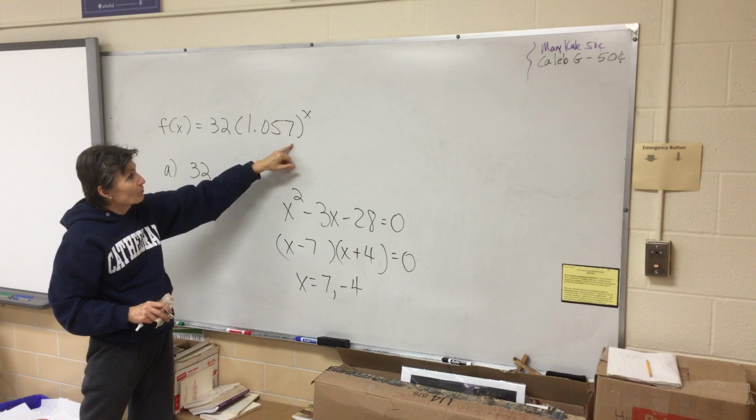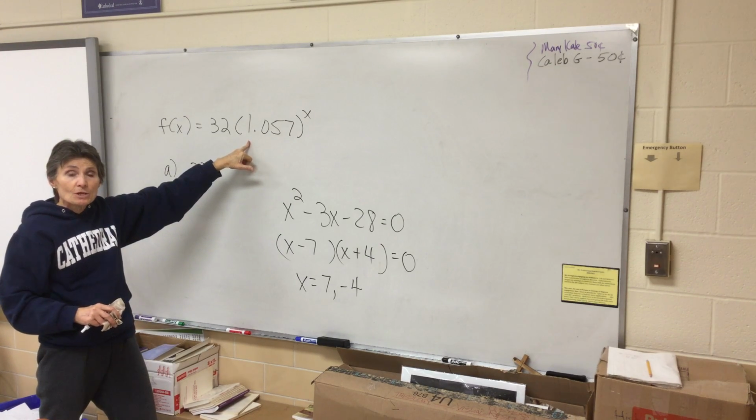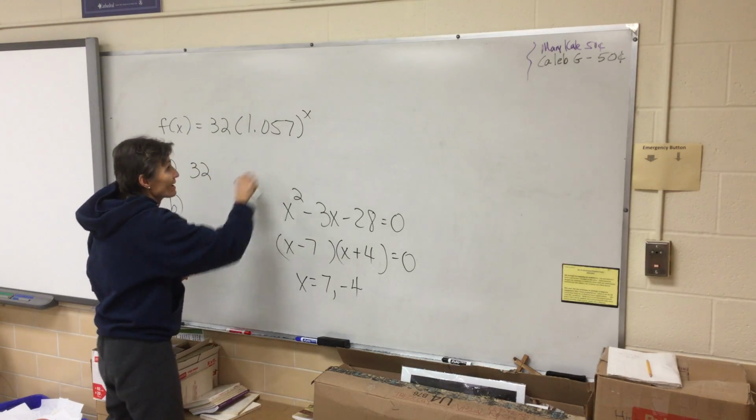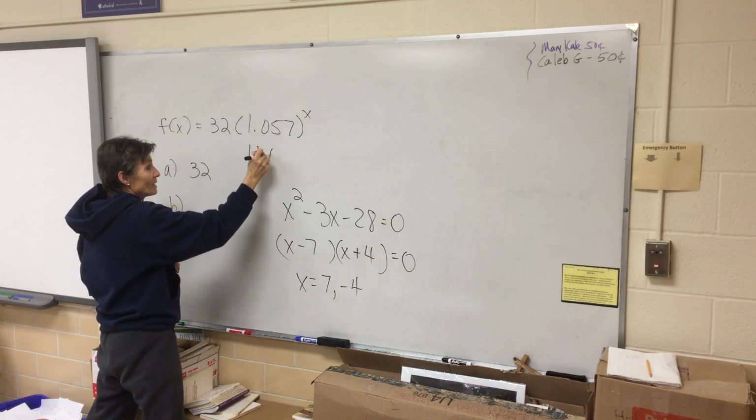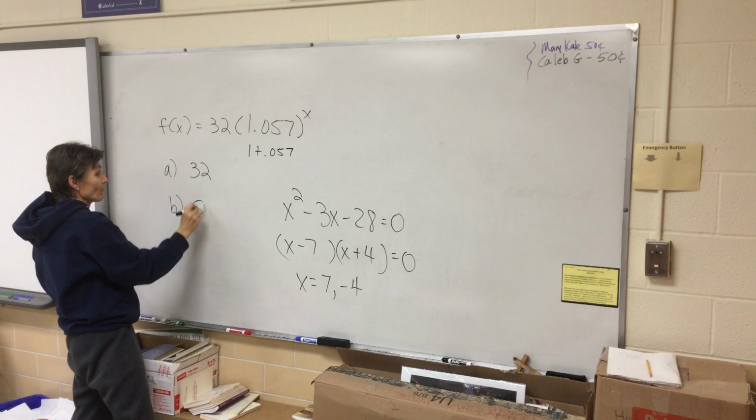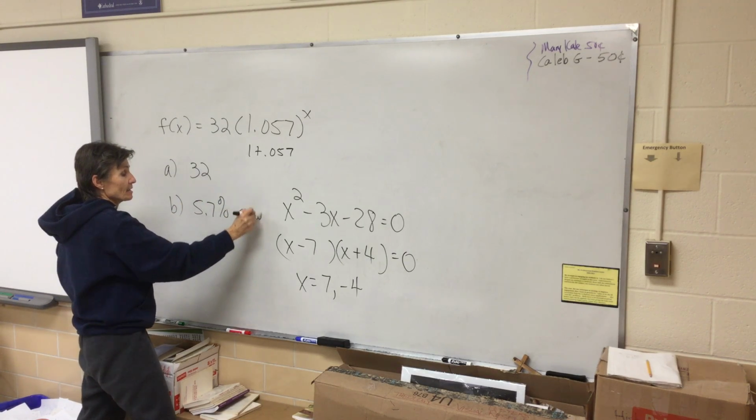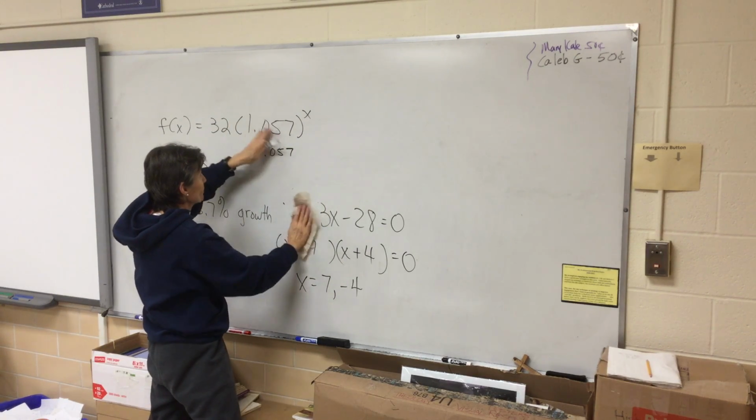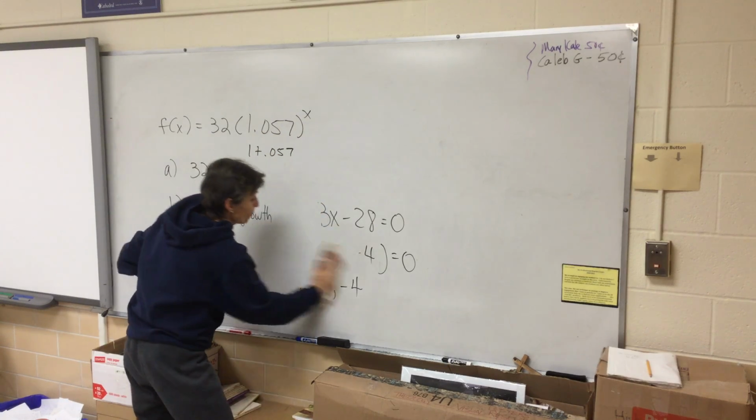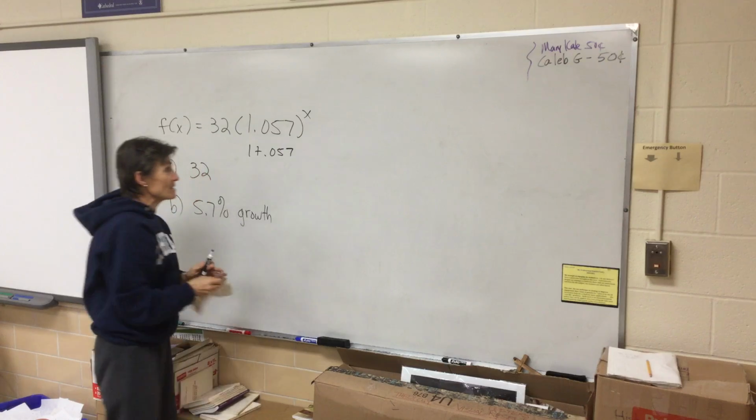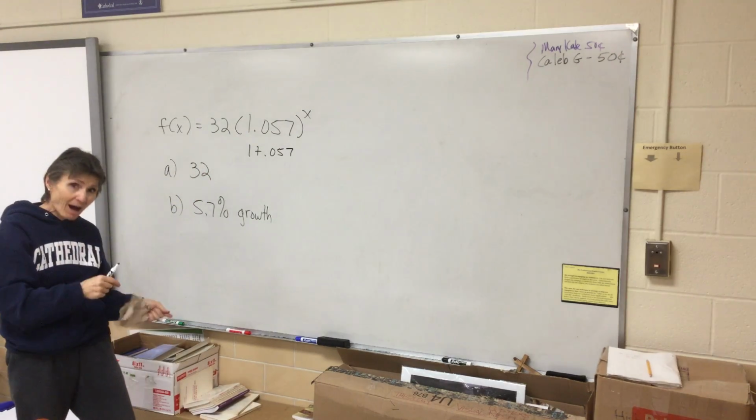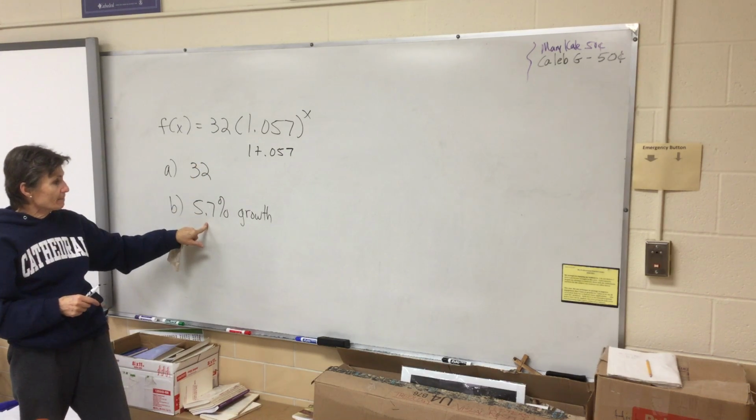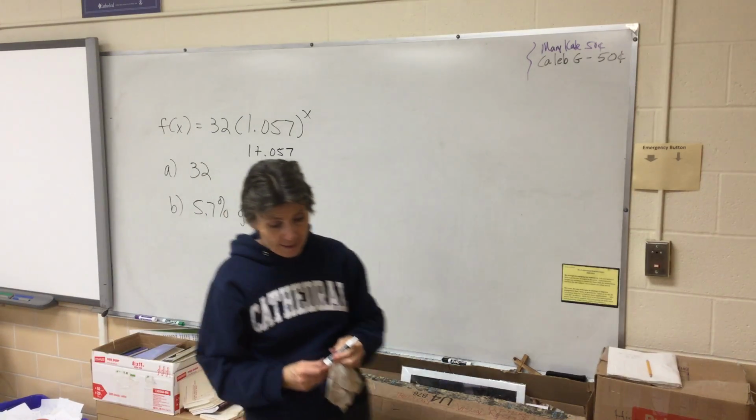And then this is bigger than 1, so that means it's a growth problem. And it's 0.057 bigger than 1. This is 1 plus 0.057. So this represents a 5.7% growth. Remember, if the B value, the number attached to the X, is more than 1, it's a growth problem. And the amount that it's more than 1 by is the rate of growth. So this is a 5.7% rate of growth. And that's it for number 1.